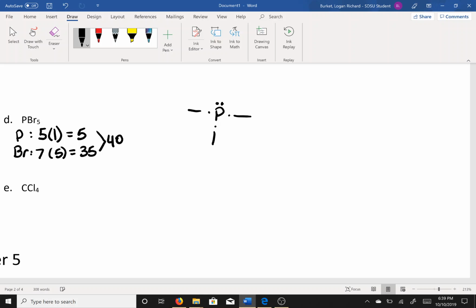So P either wants to hold 3 bonds, or it can be attacked on this electron, and then that would leave a lone electron, which is incredibly unstable and would cause another bond to form with something else. So that is the case here, and since we have Br5, then we know that P is going to have 5 bonds coming off of it. Br, Br, Br, Br, Br.